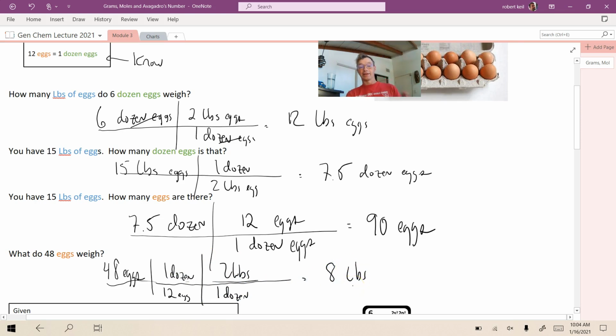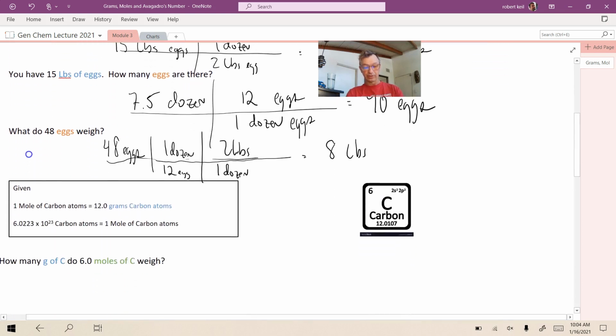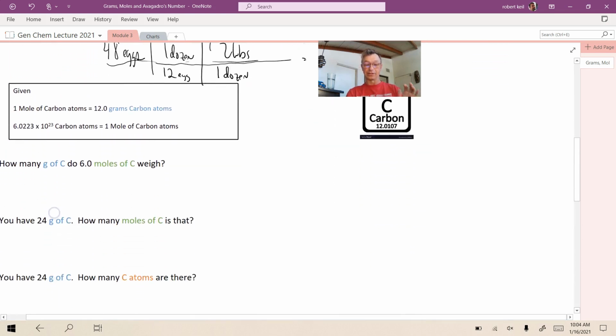So believe it or not, that's all the grams and moles calculations you really do in this class. And yet when we change the word dozen into this word mole, and we change the word pounds to grams, and instead of using 12, we use 6.0223 times 10 to the 23rd, a really big number, people can't figure things out. It seems so hard.